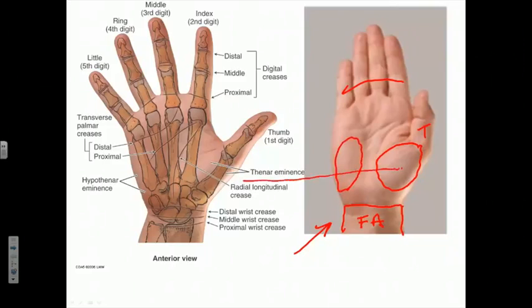The swelling that exists at the base of the thumb is called the thenar eminence. The word thenar means palm. And over at the base of the pinky, or the little finger, is the hypothenar eminence. Note that these eminences partially cover some of the 8 bones that make up the anatomic wrist.